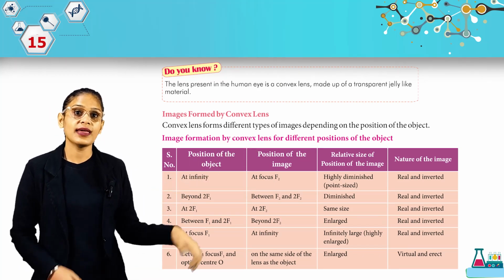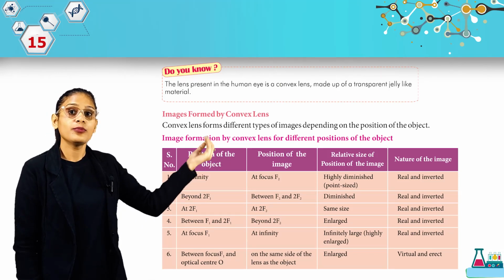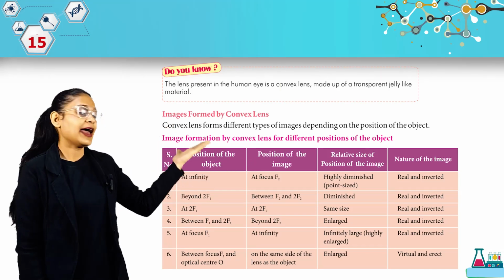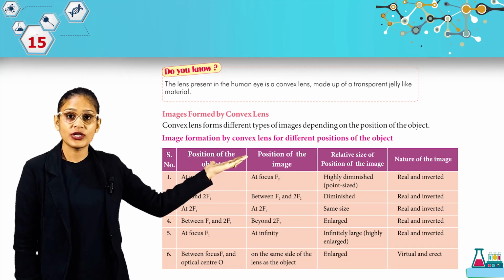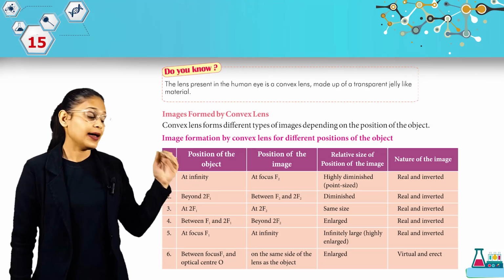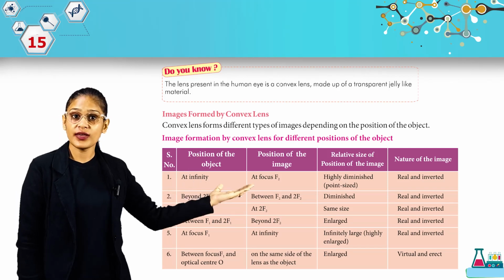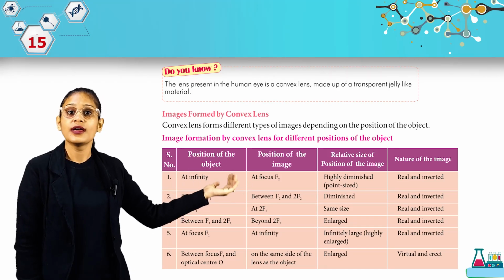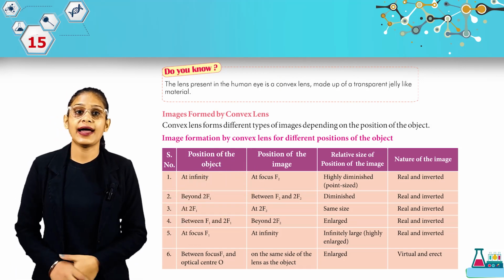Now come to the next. We have position of the object beyond 2F1, position of the image between F2 and 2F2, size of the image diminished, nature of the image real and inverted. Now again, position of the object at 2F1, position of the image at 2F2, size of the image same size, nature of the image real and inverted.